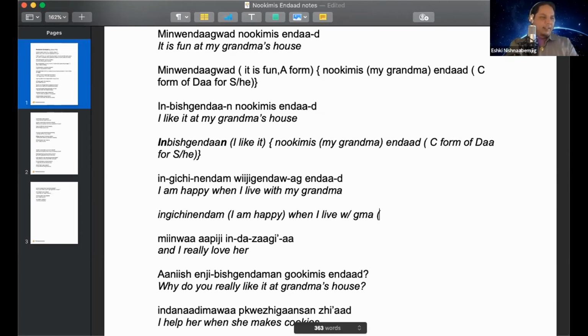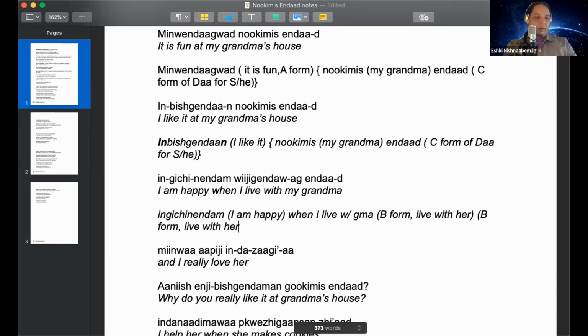All right. And here I put the little hyphen in. This AG is our B form ending for I to him or her. So B form, live with her. Wait, I'm doing that in the wrong spot. Live with her. And then we have the my grandma's house. Oh no, it's this one.